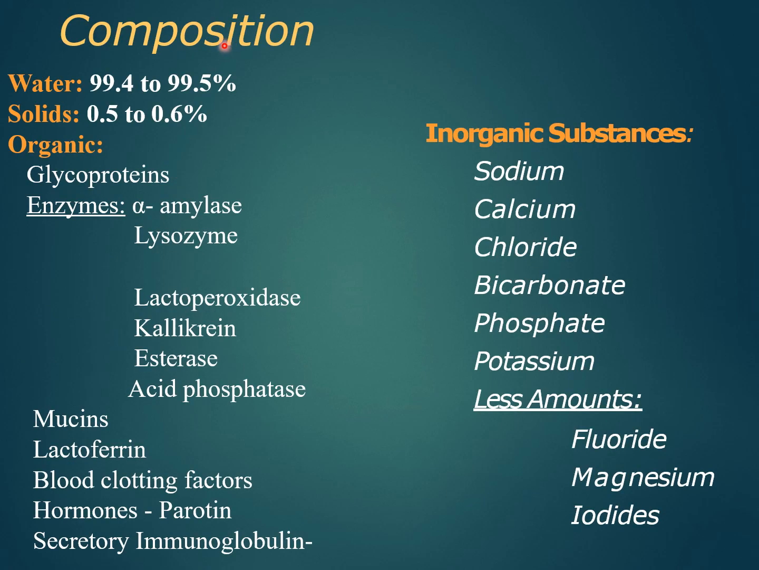About the composition of saliva. It is 99.4 to 99.5% water and the remaining 0.5 to 0.6% solids. Solids can be organic and inorganic. Organic solids include glycoproteins, enzymes, mucin, lactoferrin, blood clotting factors, hormones, and secretory immunoglobulins. Inorganic substances include sodium, calcium, chloride, bicarbonate, phosphate, potassium, and in lesser amounts fluoride, magnesium, and iodides.